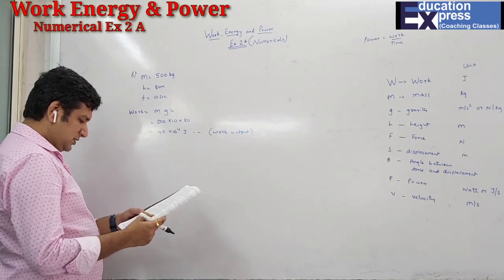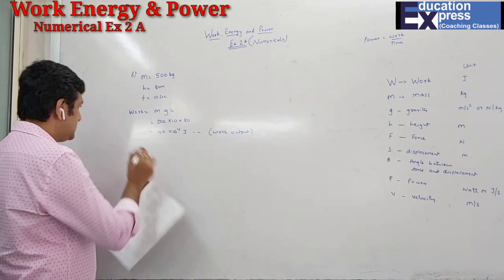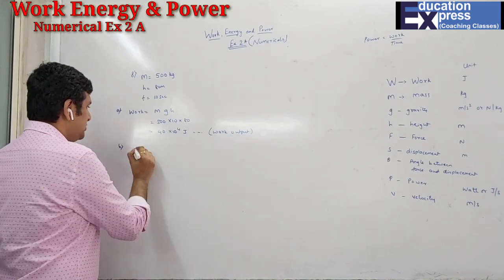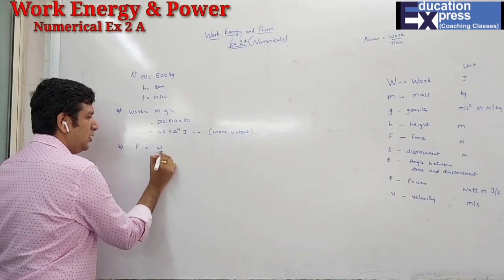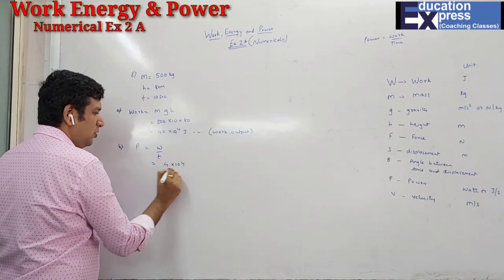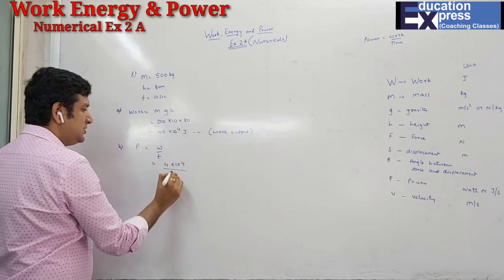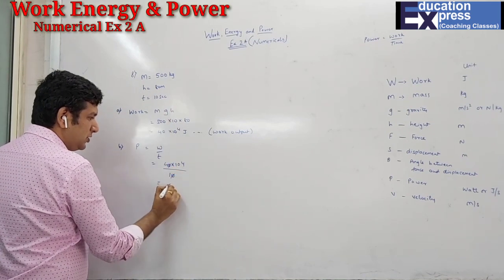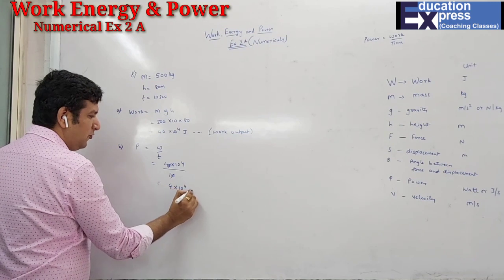Now first, work done we have found. Second is the power at which the pump works. So power is work upon time. So work is 4 into 10 raised to 4 upon the time, that is 10 seconds. Sorry, 40, 0 will get cut. So answer is 4 into 10 raised to 4 watt.